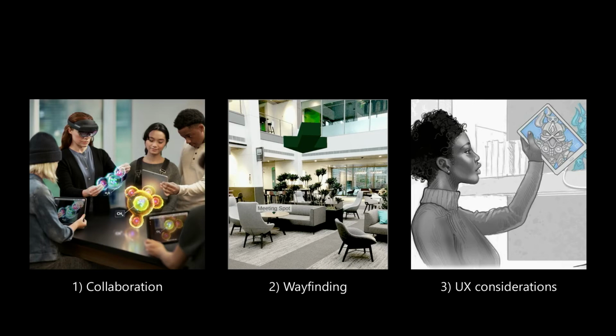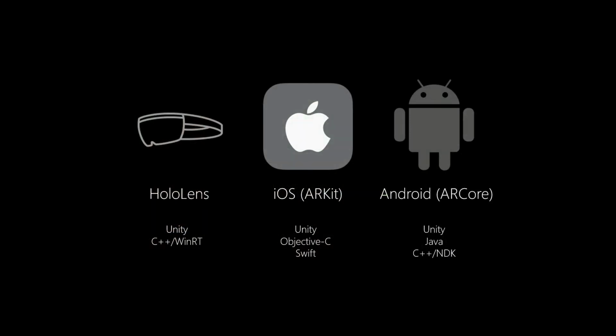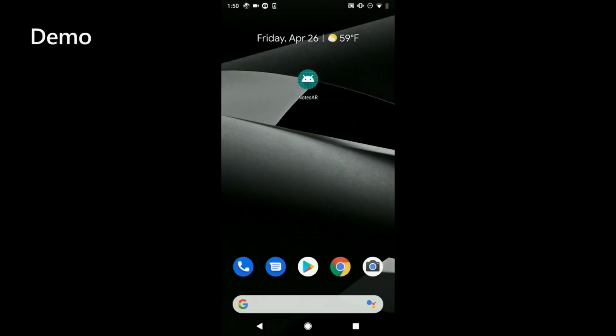So to start, we're cross-platform. So you can build for HoloLens, iOS, or Android, and you can build in Unity, or you can write native code. In this example, we're mostly going to focus on a Java Android app, but the concepts are pretty universal across all platforms and development environments. So let's show a demo first.